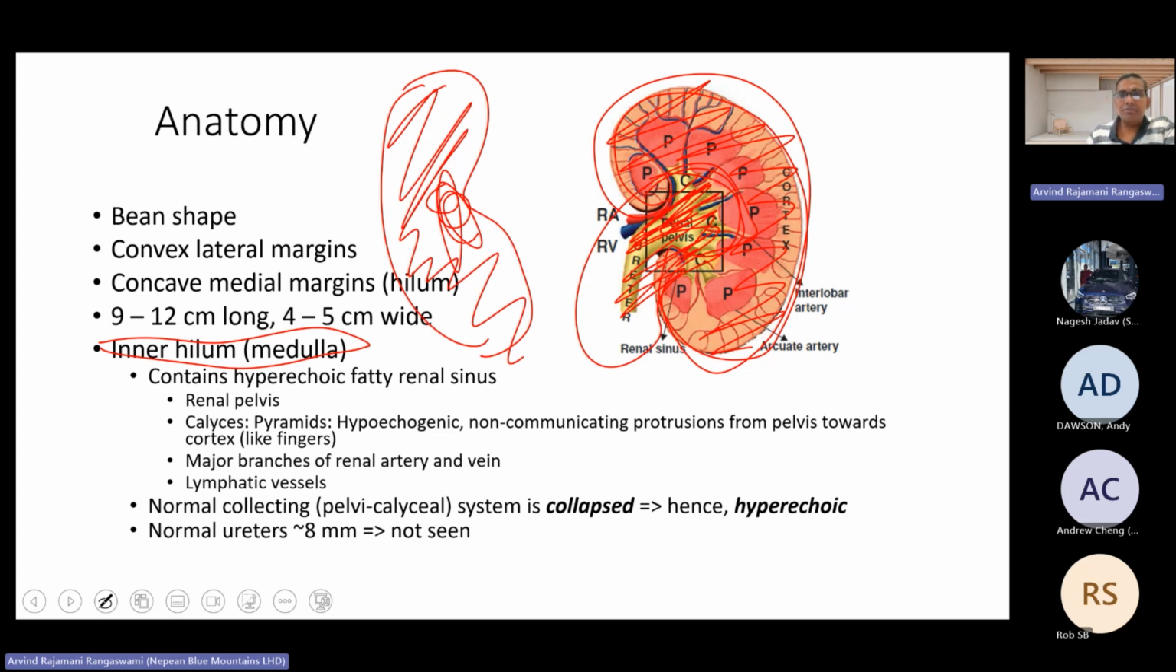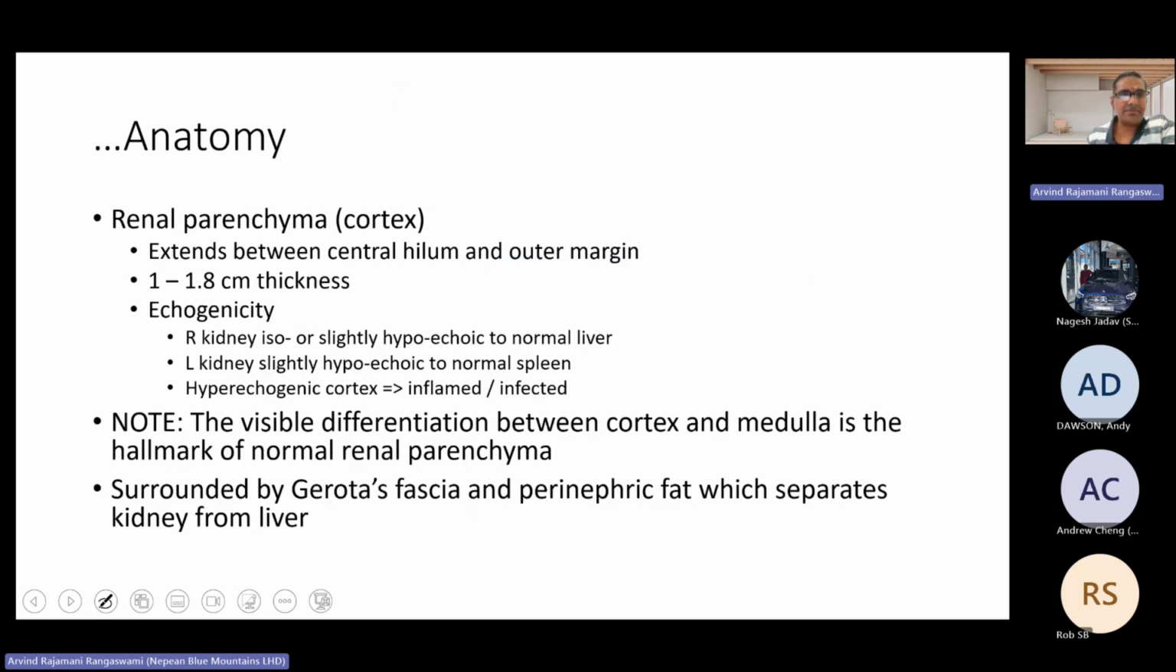Okay. The normal pelvic ileal system should not be seen because it is collapsed. The normal ureters are also less than 8 millimeters or so, and therefore they're also not really seen very well, except maybe by experts. Okay. The renal parenchyma is about 1 to 2 centimeters in thickness, about 1.8 centimeters. The hallmark, this is what you look for, the gray-white differentiation, like you see in the brain, you see the same things here as well.